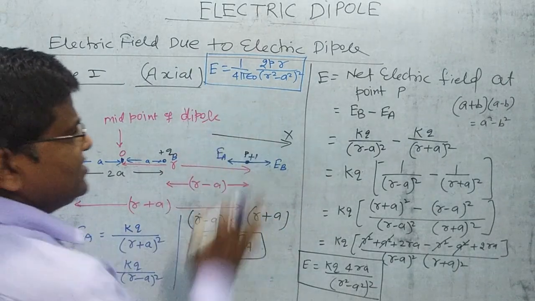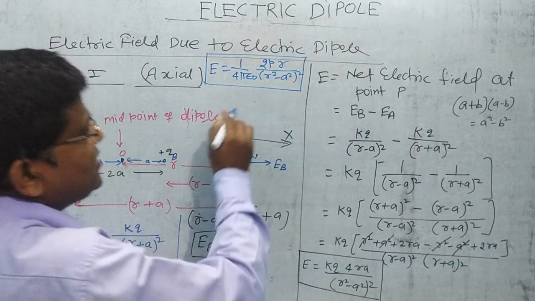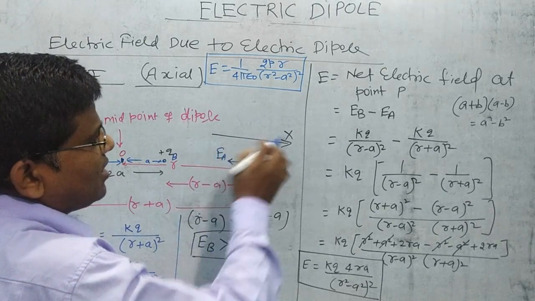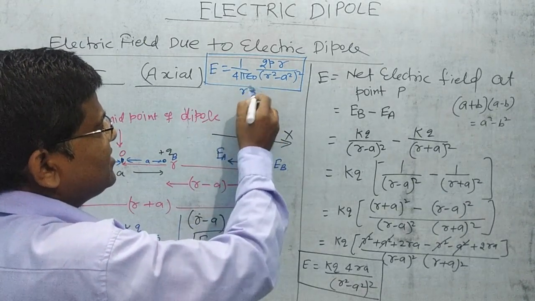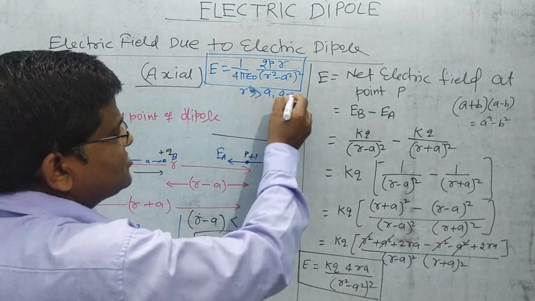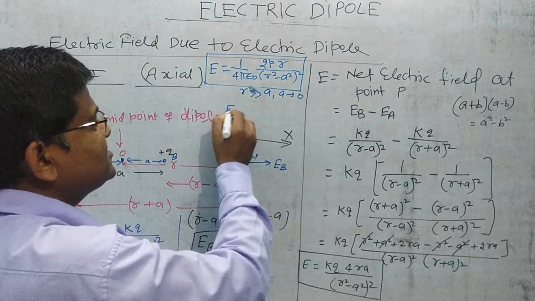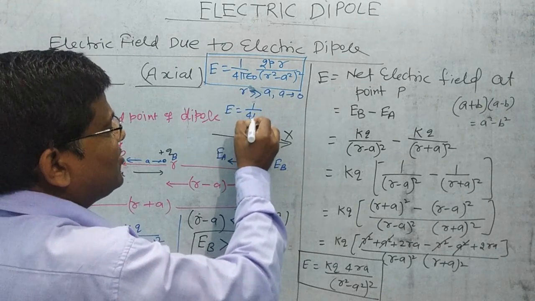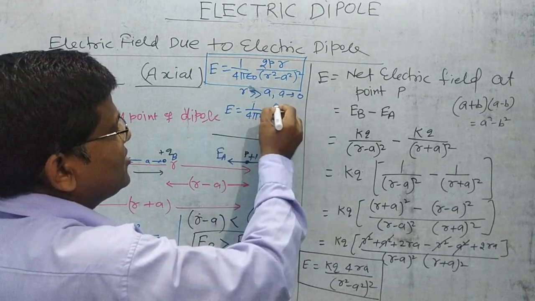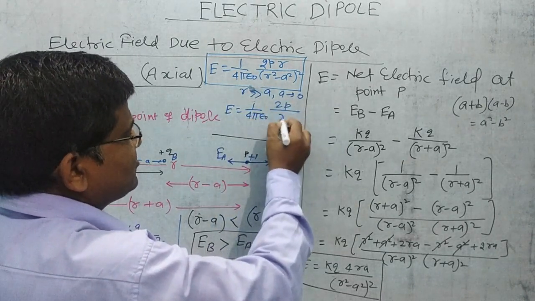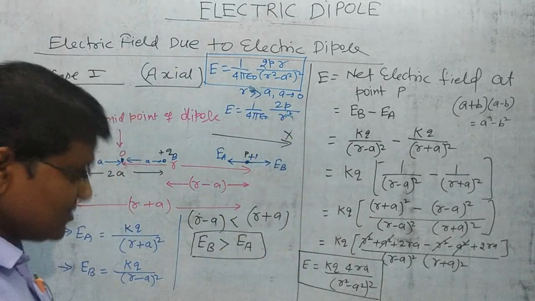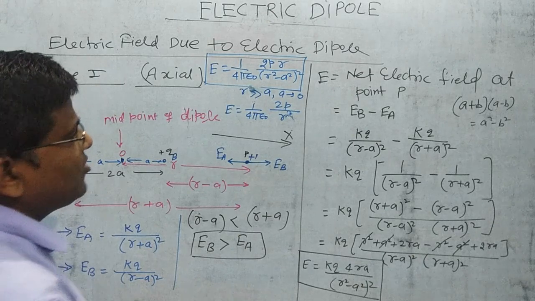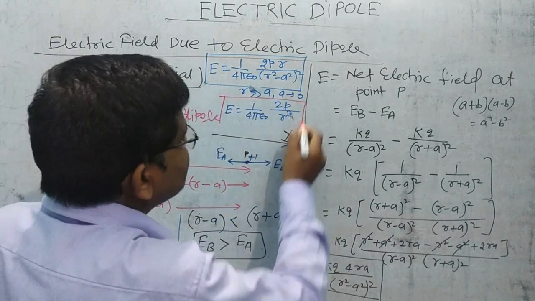And you may think or write, if R is very much greater than A, meaning A tends to 0, then the electric field becomes 1 upon 4 pi epsilon naught, 2p by R cube. Just think about it. And this format is mostly used.